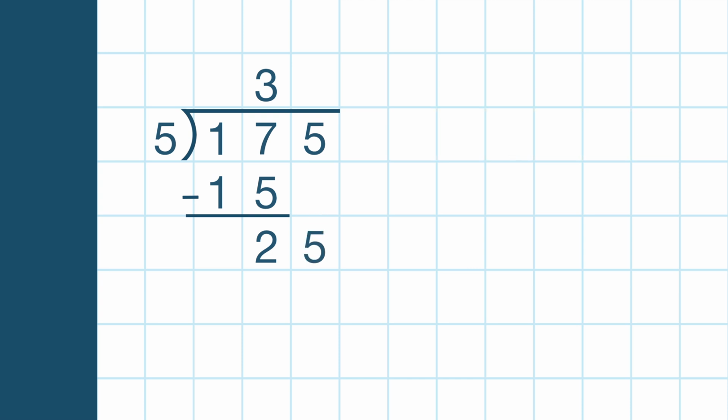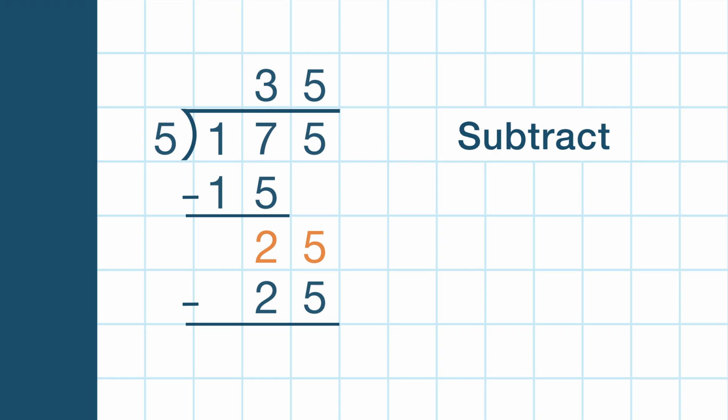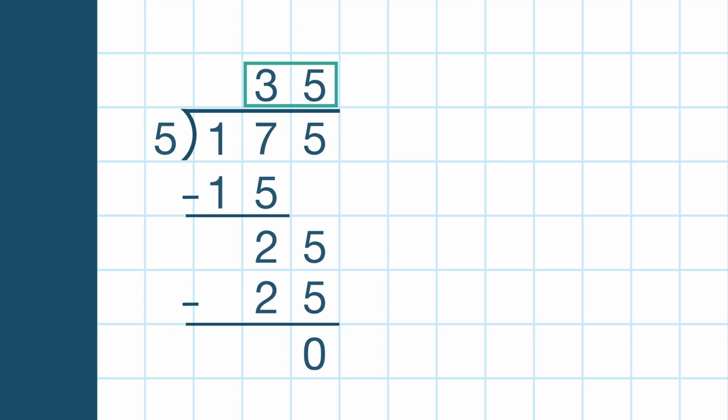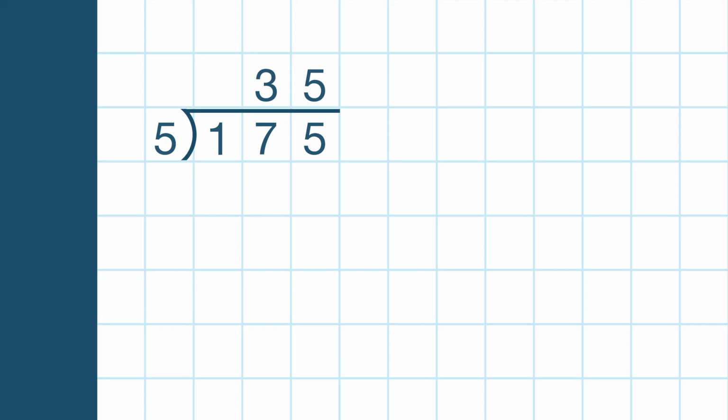Repeat the steps. Divide. 5 goes into 25 5 times. Write the 5 above the 5. Multiply. 5 times 5 equals 25. Subtract. 25 minus 25 is 0. There is nothing left to bring down. The quotient is 35.